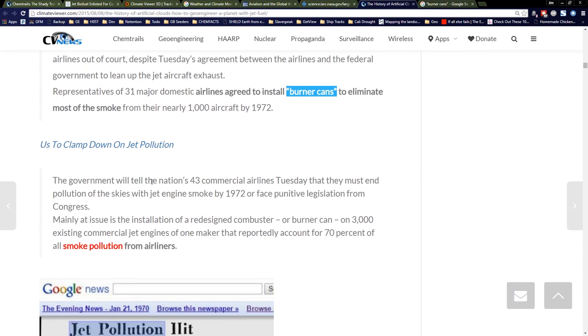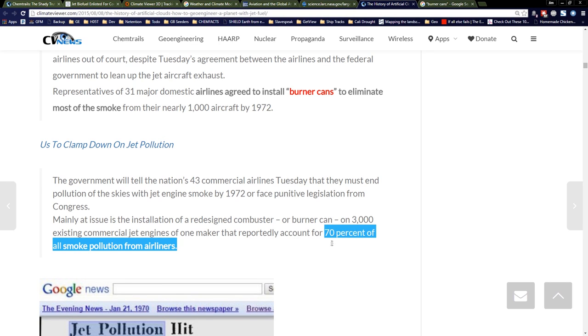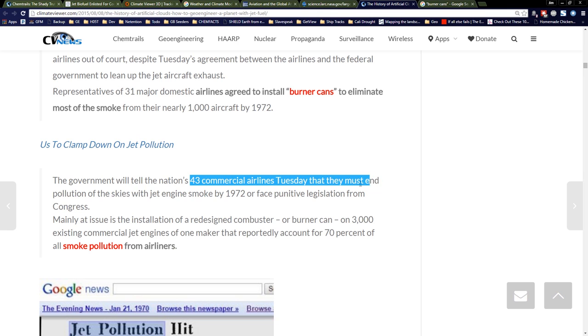And right here, U.S. to clamp down on jet pollution. The government will tell the nation's 43 commercial airlines Tuesday that they must end pollution of the skies with jet engine smoke. In 1970, chemtrails were called jet engine smoke, and they were polluting the skies. And they got sued. Mainly at issue is the installation of the redesigned combustor or burner can on 3,000 existing commercial jet engines of one maker that reportedly account for 70% of all smoke pollution from airliners. 43 commercial airliners must end pollution of the skies with jet engine smoke.